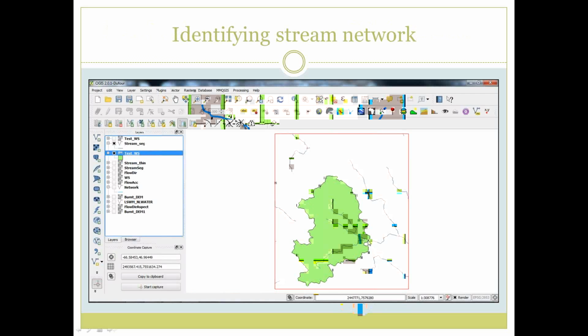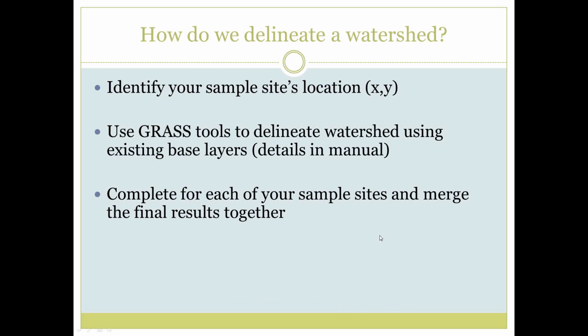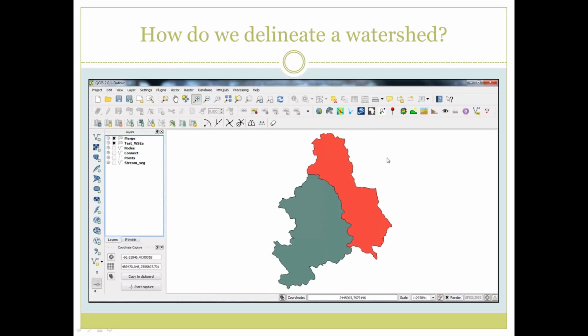And so you end up, after you've run your watershed, we've managed to hit our sample site, which is here, and it's delineated the upstream watershed for us. And you can go through and delineate a watershed for each of your sample sites, and you accumulate them, and then at the end you can merge the final results together. In this case I've got 2 watersheds, but as many watersheds or sub-watersheds as you're interested in. Basically, for each of your sample sites, you can go ahead and do this process.